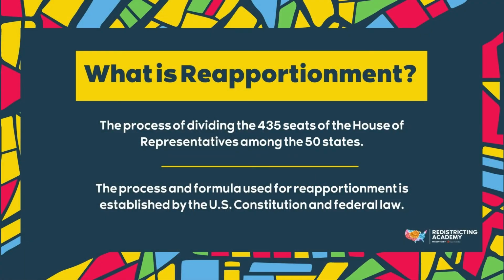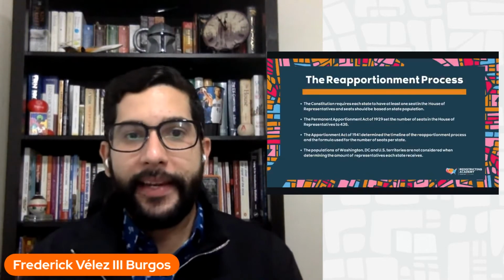So what is reapportionment? It's the process of dividing the 435 seats in the House of Representatives among the 50 states. The process and the formula used are established by the US Constitution and federal law. Just think about a cake that you have to divide into 435 pieces among 50 states. That's really what reapportionment is.